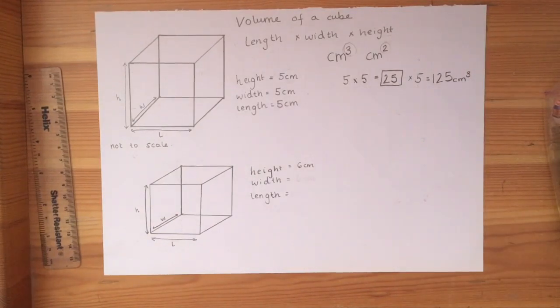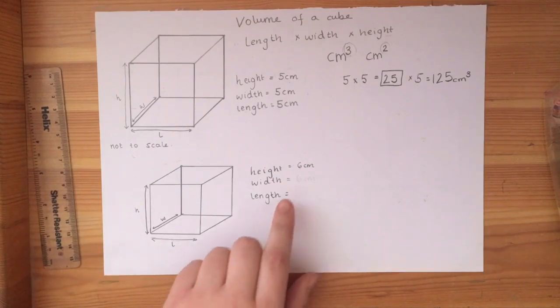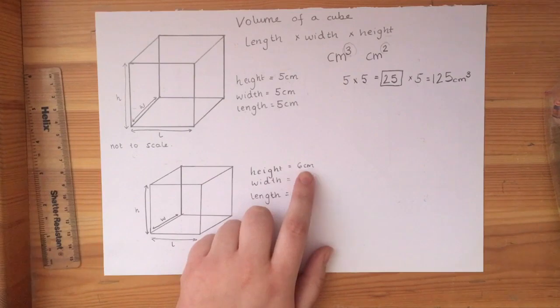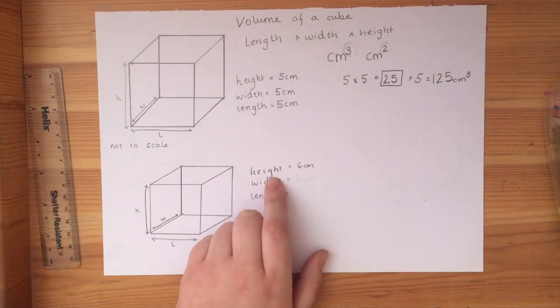Now, that probably all went quite quickly, so I'm going to slow it down for the next one. I have another cube written here. Again, it's not to scale, so don't try measuring it. All I've got here though is 6 centimetres for the height.